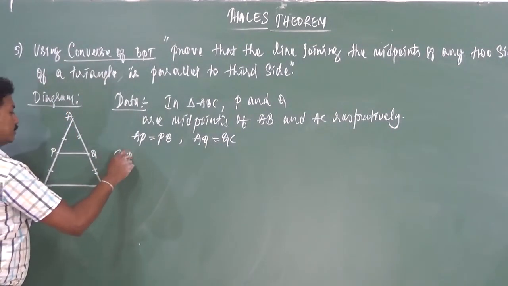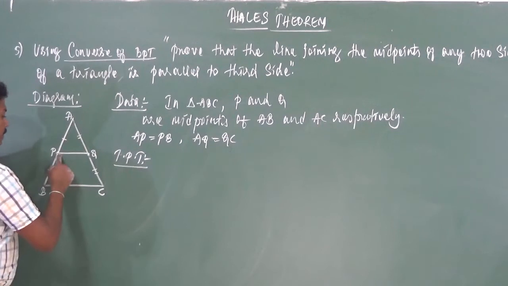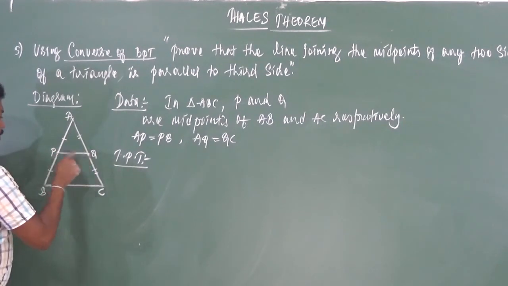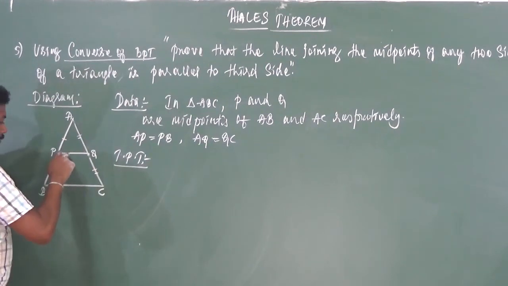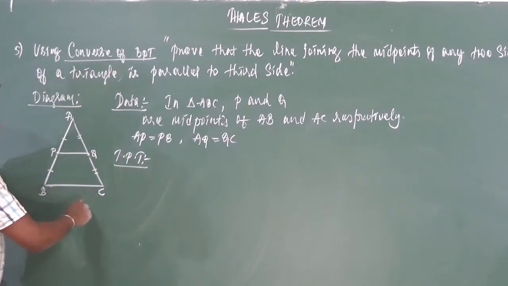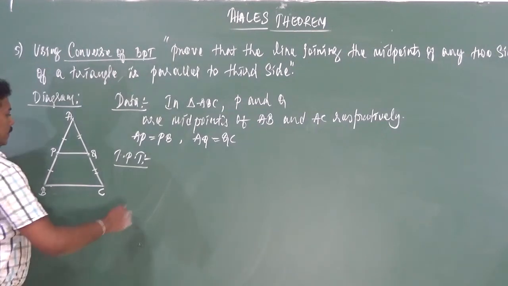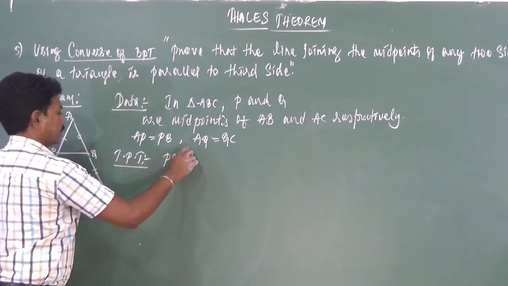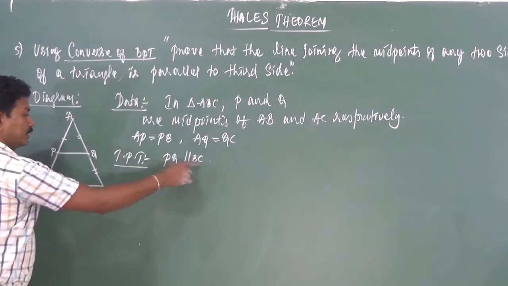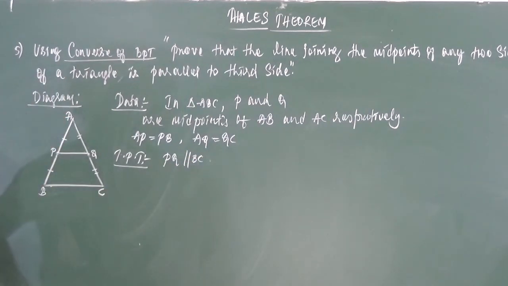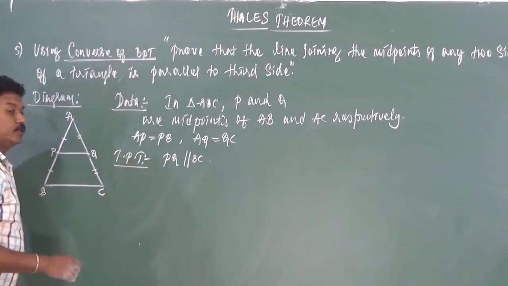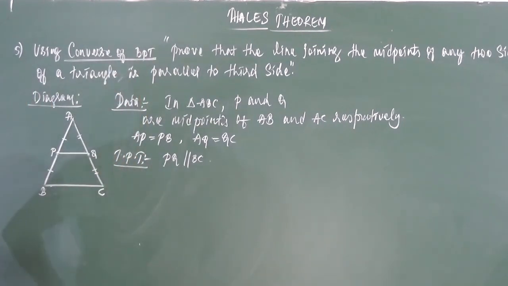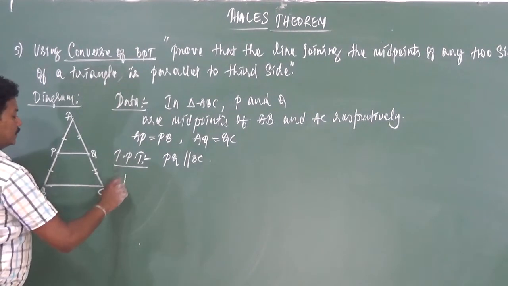So we have to prove that the line joining the midpoints of two sides of a triangle is parallel to the third side. This is the third side. So I have to prove that PQ is parallel to BC. To reach PQ parallel to BC, we have to take the help of the converse of BPT. So we'll get into the proof.